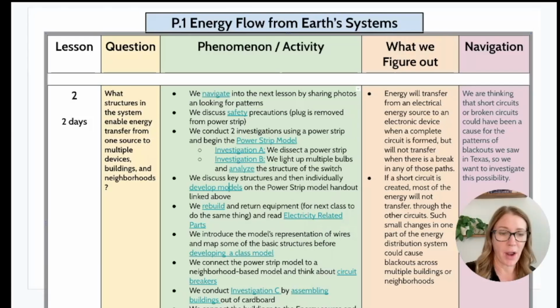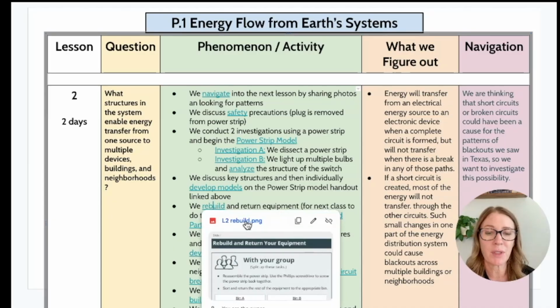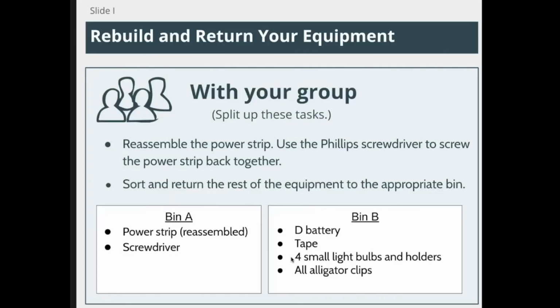Now, if you are not on block schedule, you're probably going to have to clean up at this point, and you're going to turn in the power strips and the materials. They'll need to rebuild that power strip, reassemble them, because your next class is going to come in. And so it's nice to have 2 bins. This is your investigation A materials, investigation B materials.